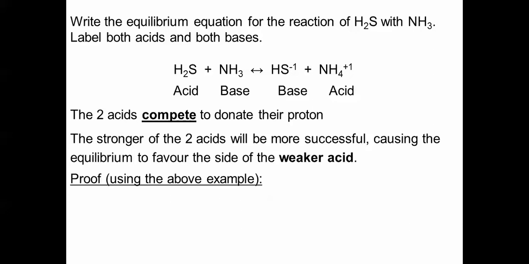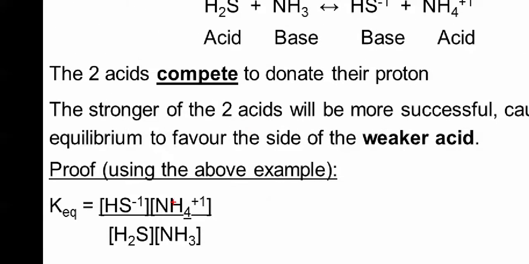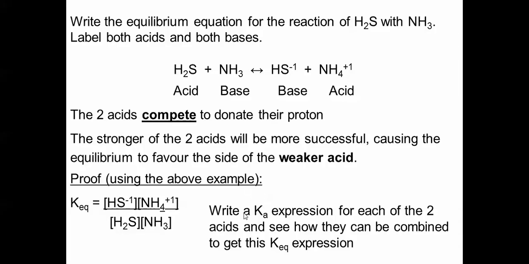protons. Okay, so if we want to take this above example and have proof, all we need to do is take this and write out the KEQ equation from it. So down here we have the KEQ equation of this above example. So you can see that the products are here on top and the reactants are down there on the bottom. And what we're going to do is end up writing a Ka expression for both acids and see how they can be combined. So we're going to write out a Ka expression for each acid and then combine those Ka expressions together, and it's going to be the same as this KEQ. Okay, so we'll take a look at that.